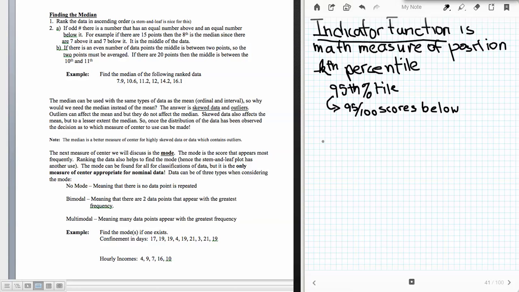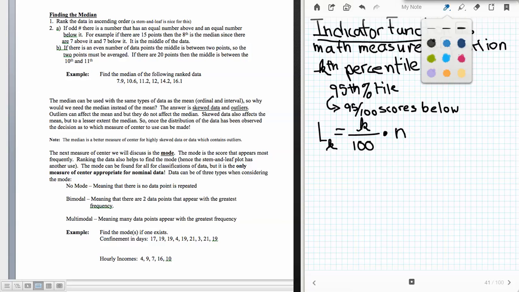So we're going to talk about the indicator function as L sub k. And L sub k is the percentile that we want, and we put it as a percentage, so we put k over 100, and then we're going to multiply it by n. Now remember that n is your sample size, right? So what we're going to do is multiply the percentile, written as a fraction or a decimal, because we're writing it k over 100, times our sample size. And that's going to give us a measure of position.